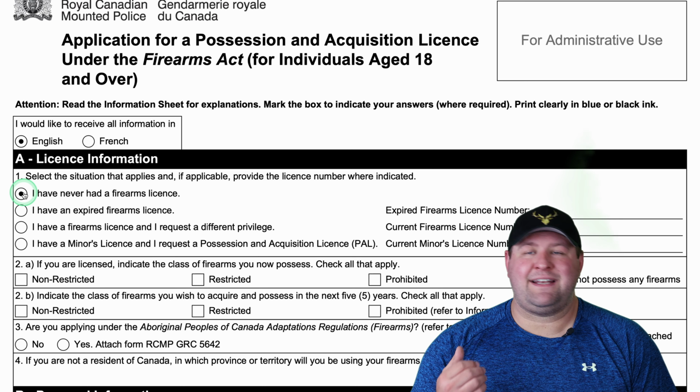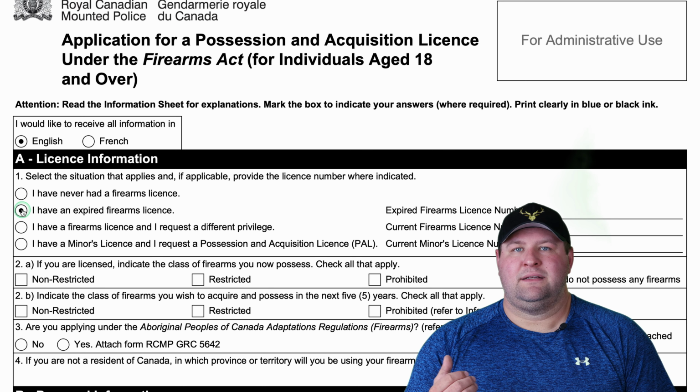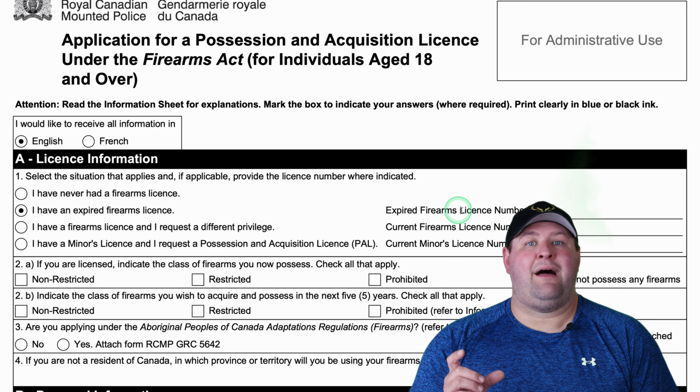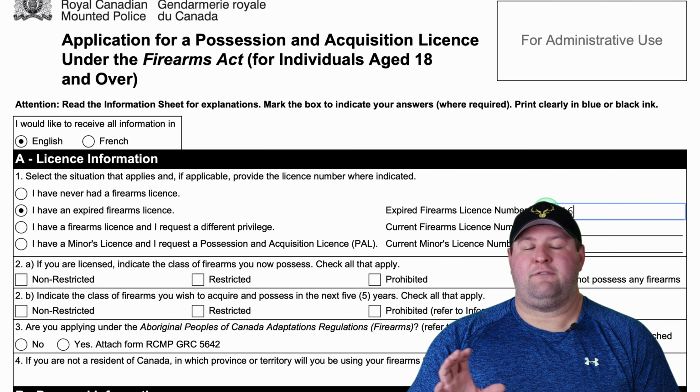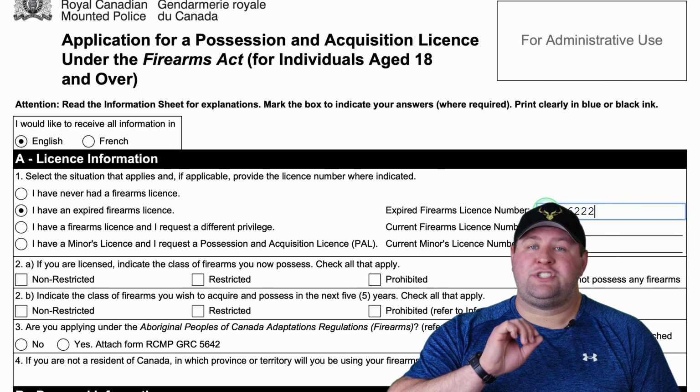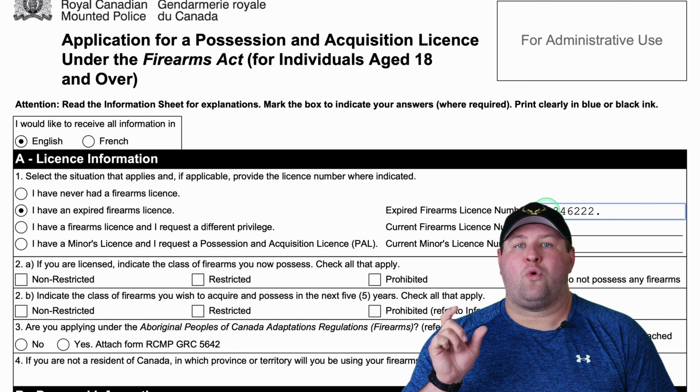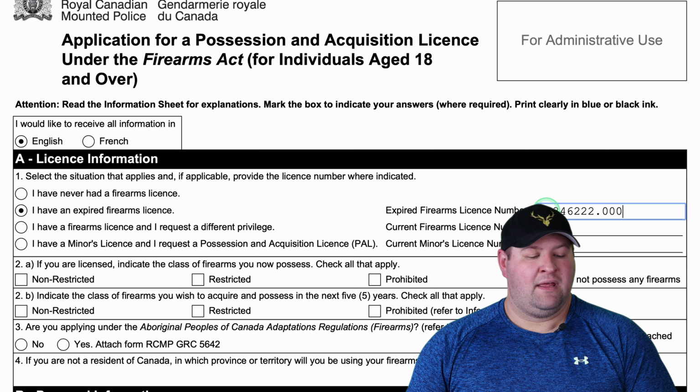Next is I have an expired license. And so say you didn't renew your PAL in time, don't worry, it's good for life. Your Canadian Firearm Safety course paperwork. So check that off and write your old PAL number in that box.